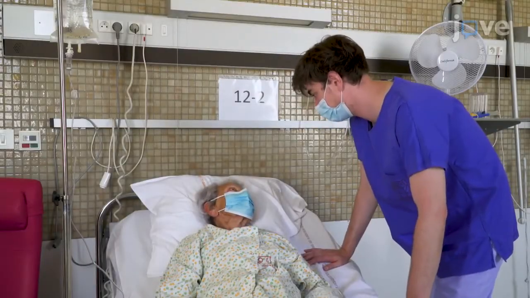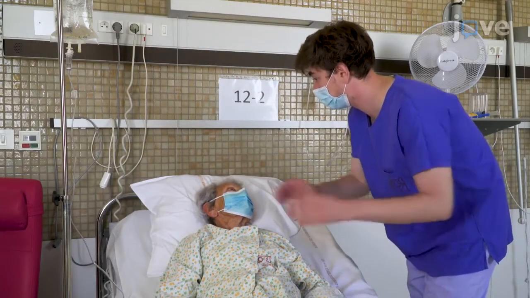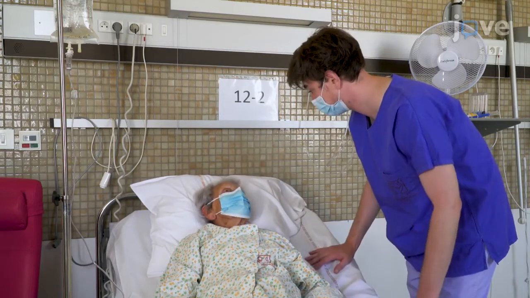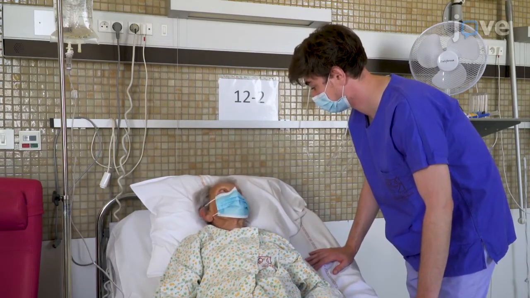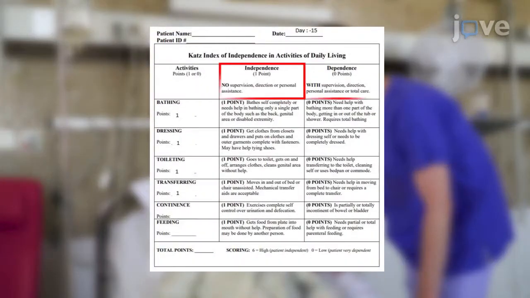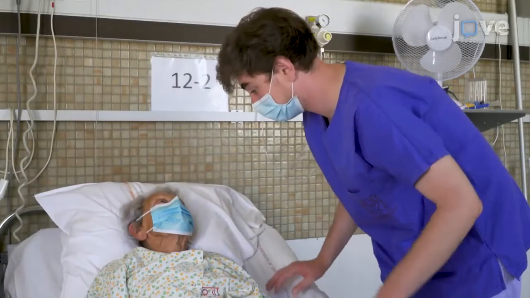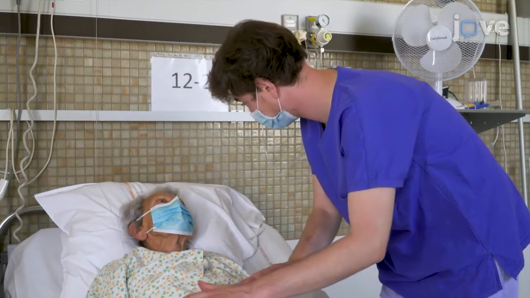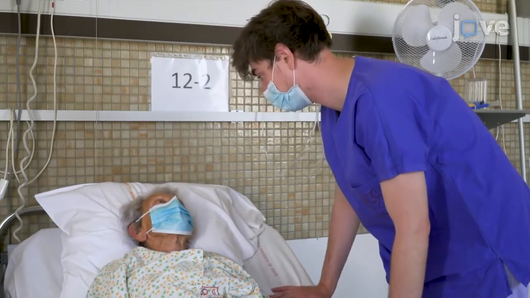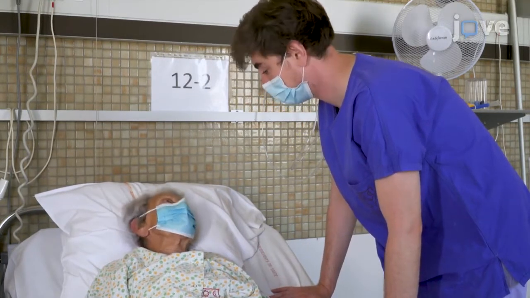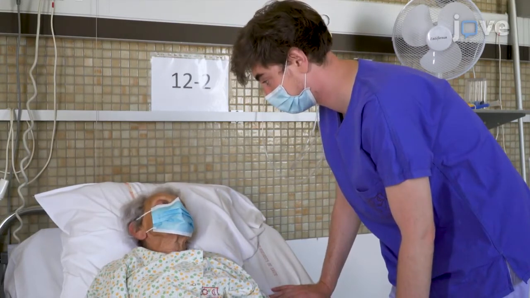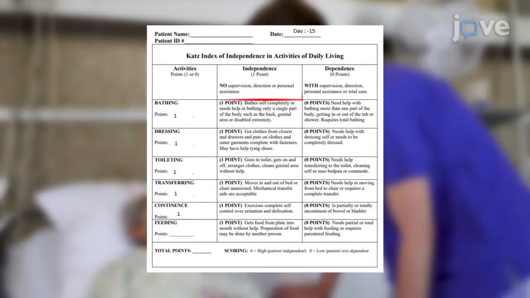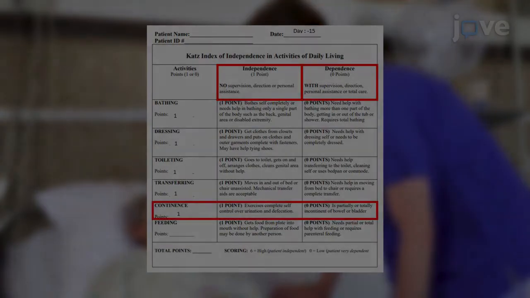To evaluate transferring, ask patients whether they can move from bed to chair and from chair to bed without human assistance, and note whether they are independent or dependent in transferring. Then ask patients whether they have complete self-control over urination and defecation, and whether they can use a urinary catheter or diaper without help. Note whether the patients are independent or dependent with respect to continence.